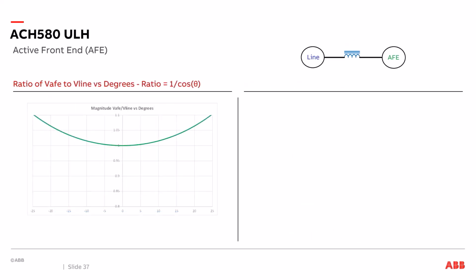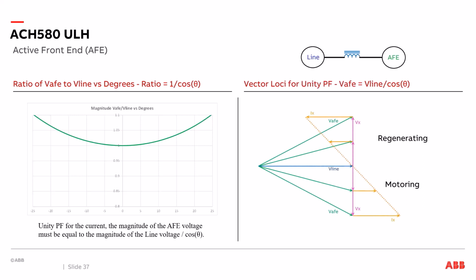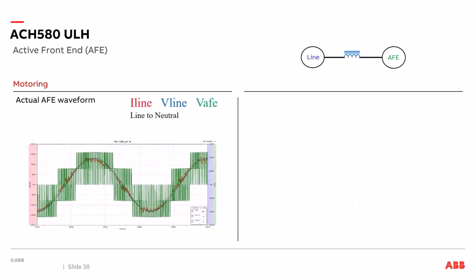In this diagram, we are looking at the voltage of the active front end versus the voltage of the line compared to the degrees of the phase angle to maintain unity power factor. In this vector loci, we are looking at what happens when you go from motoring mode to regenerative mode compared to the phase angle and the voltage of the active front end. As you change your phase angle and increase it, you have to increase your voltage of your active front end to keep unity power factor, and the amount of current that flows increases, depending on which way you are motoring or regenerating.